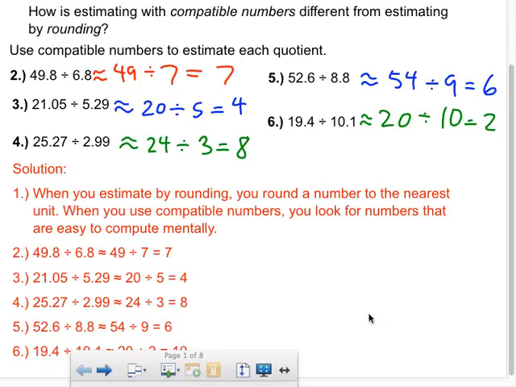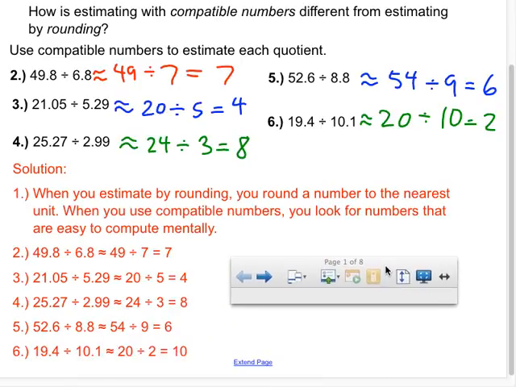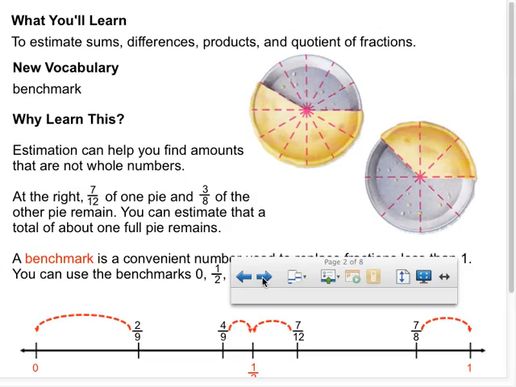Do you guys remember compatible numbers now? We did this with addition, where we were trying to get rid of decimal numbers by picking numbers that were close. Do you guys remember that? It was different than rounding. Okay, let's move along. This is what we're talking about today.